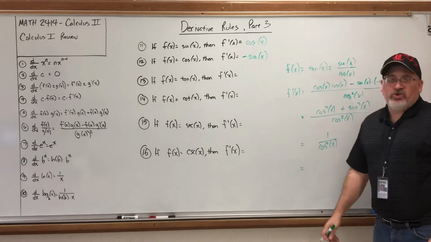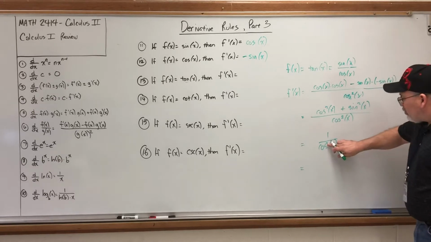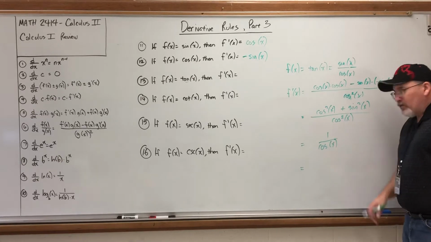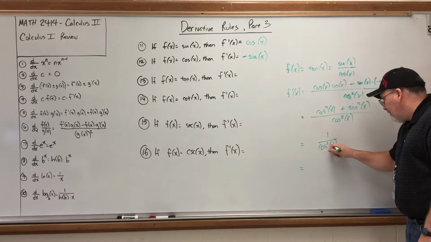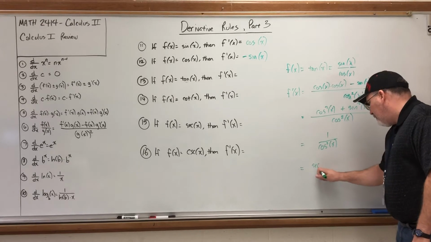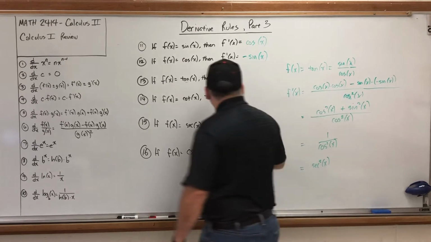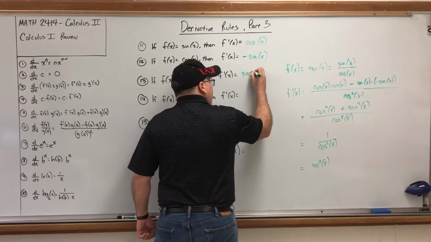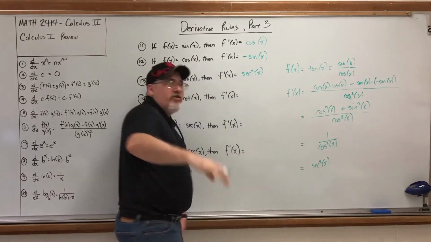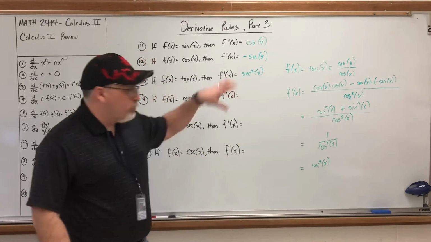I'm going to use a reciprocal identity. I'll put the square back in a minute, but you should know that 1 over cosine is secant, which means that 1 over cosine squared is secant squared. And that's as simplified as that can get. The derivative of tangent is secant squared. Now, if you knew that it was secant squared, that's great. But if you forgot, this is where it comes from.